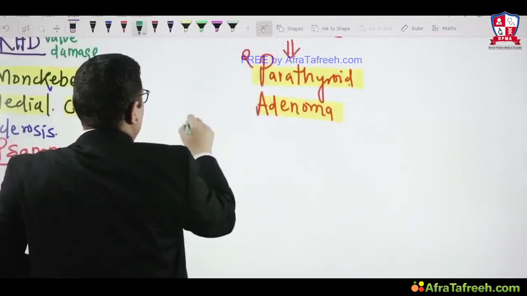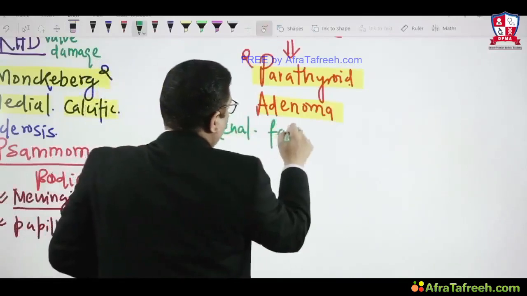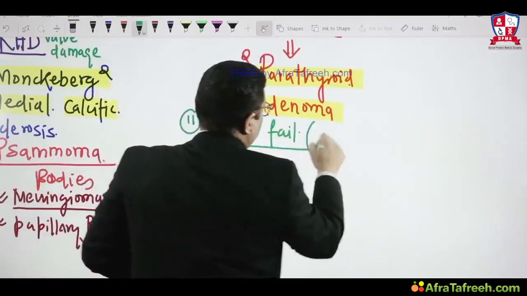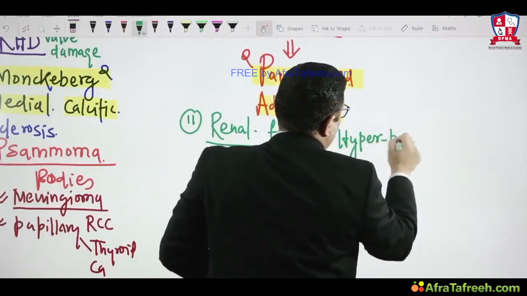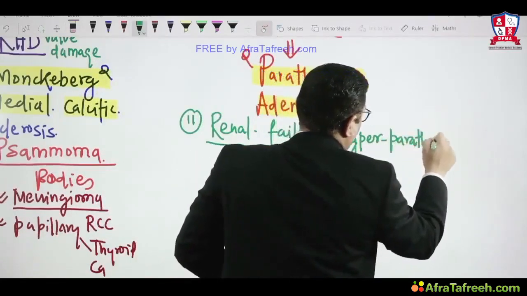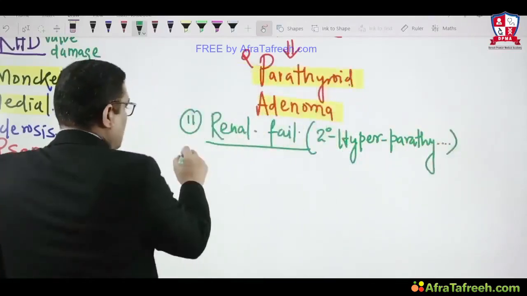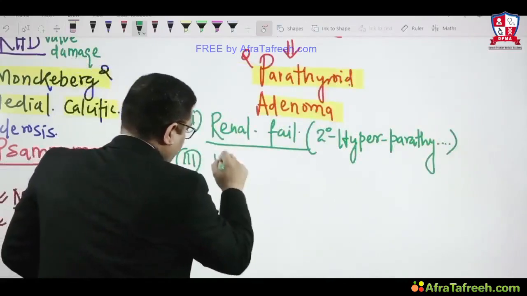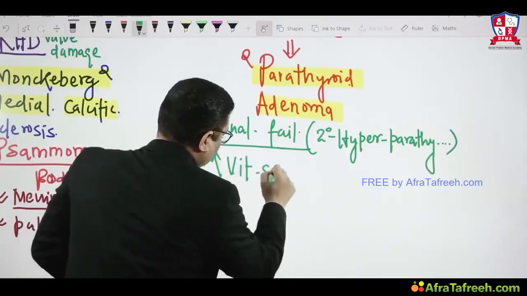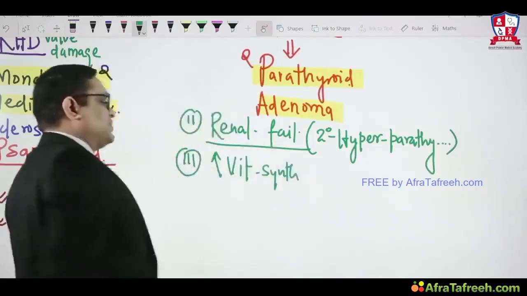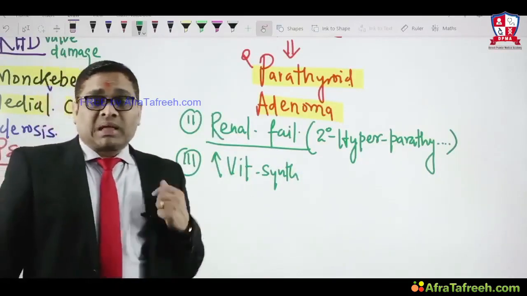Metastatic calcification can occur in renal failure also, right? In renal failure, it will be associated with secondary hyperparathyroidism, right? So this is the secondary hyperparathyroidism in renal failure, or it may be because of the excessive vitamin synthesis. So now the question comes to our mind, which vitamin excess will cause metastatic calcification?